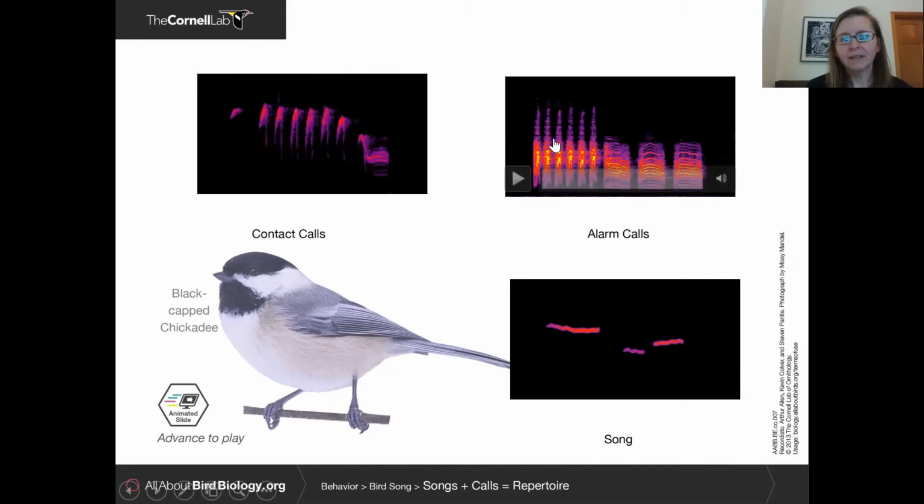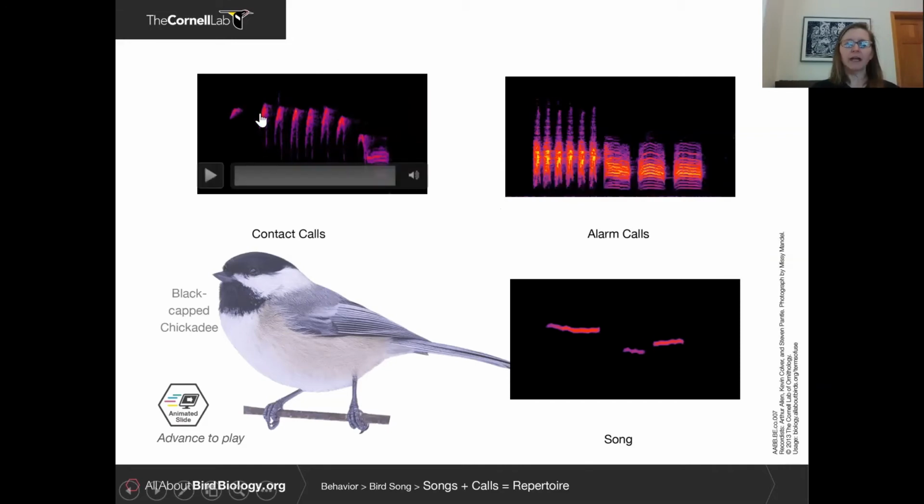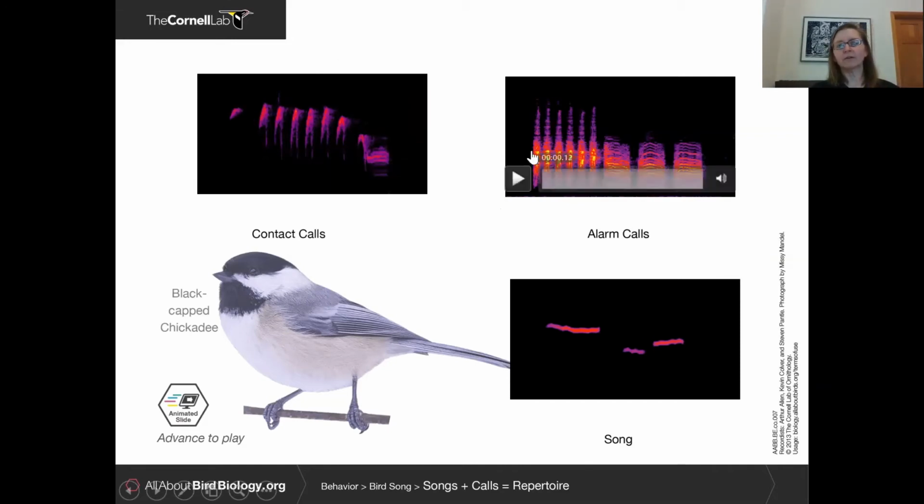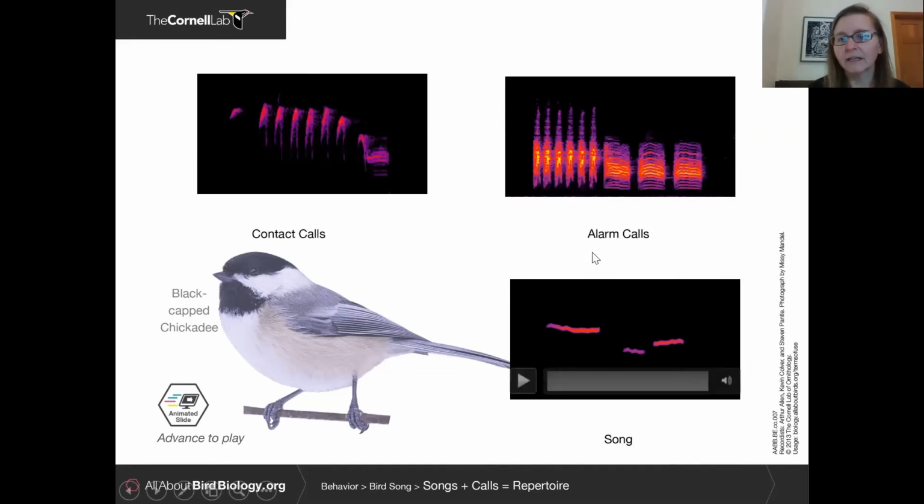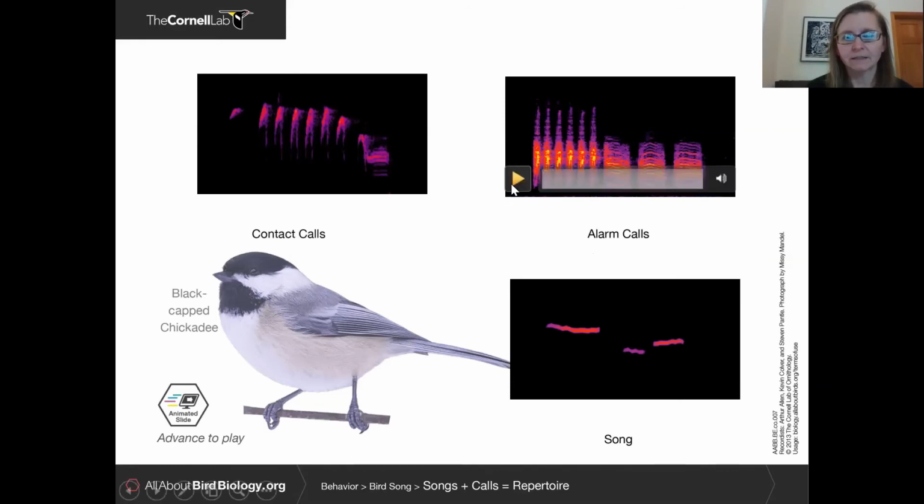Okay, this is an alarm call, and I can look at it and see, oh, these elements here look kind of similar to these elements here. They're lower pitched though, and they have these what we call harmonics. And so when we're looking at these bands of sounds that seem to be parallel to one another, these are the harmonics of the sound. And when you see a sound that has lots of harmonics, it tends to sound kind of buzzy. So let's listen to that.